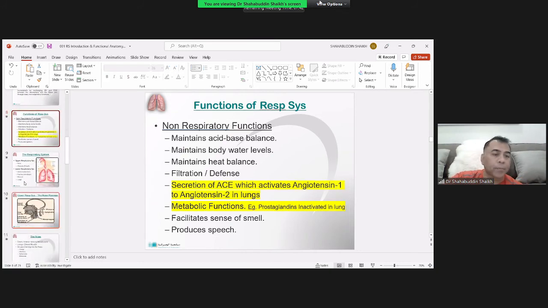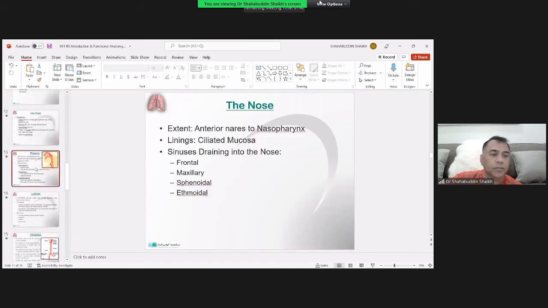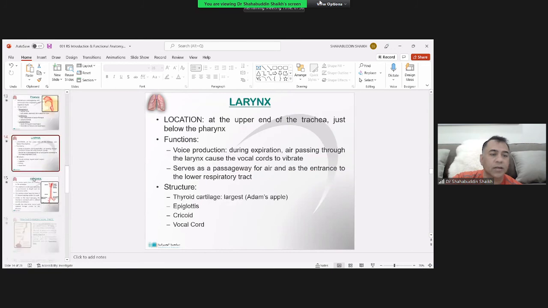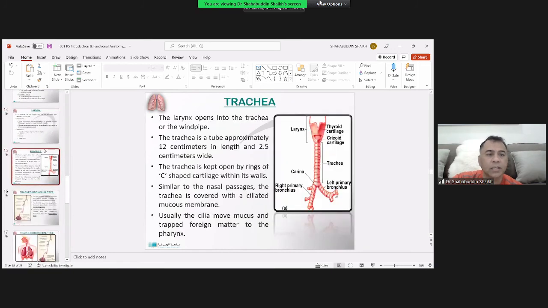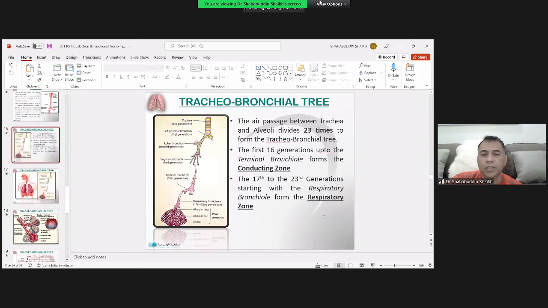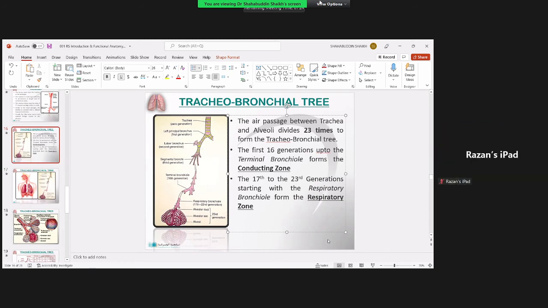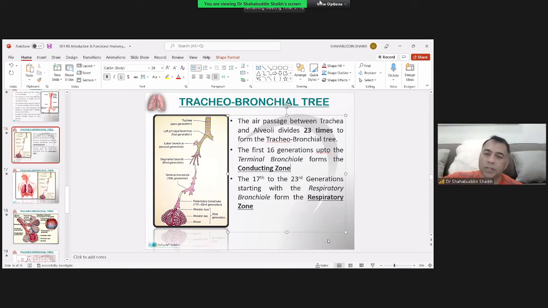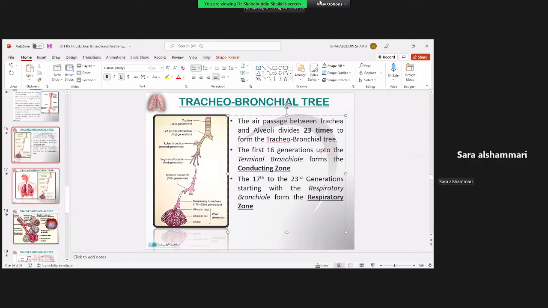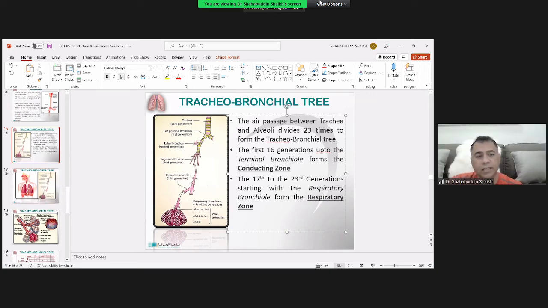Okay. Let's go ahead. So the rest of the slides are all anatomy. In anatomy, the most important concept was conducting zone and respiratory zone. What do you understand by conducting zone? It will only transport air from the atmosphere towards the lung, towards the alveoli. It will not cause gas exchange. What is respiratory zone? Where gas exchange occurs. In this part, gas exchange occurs.